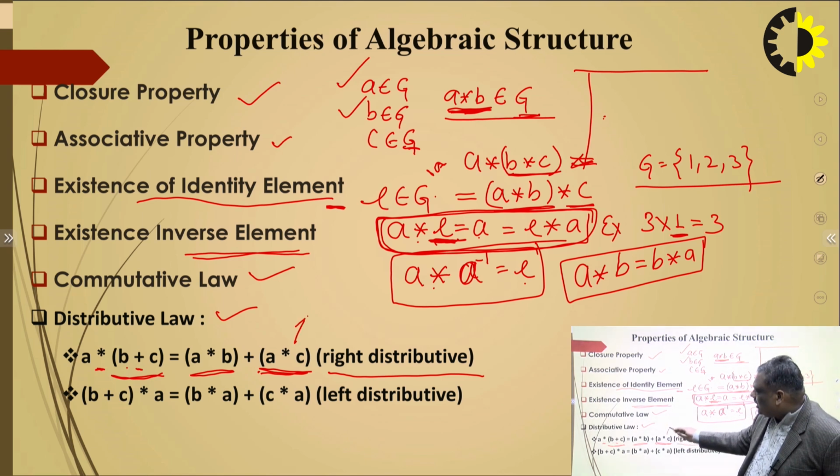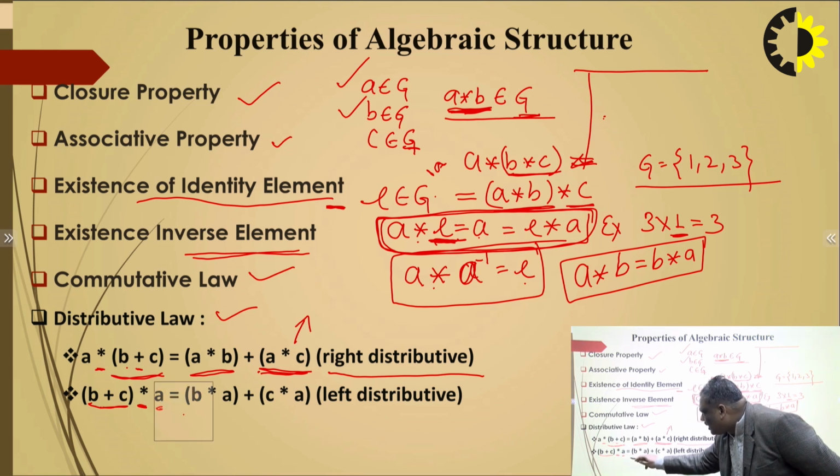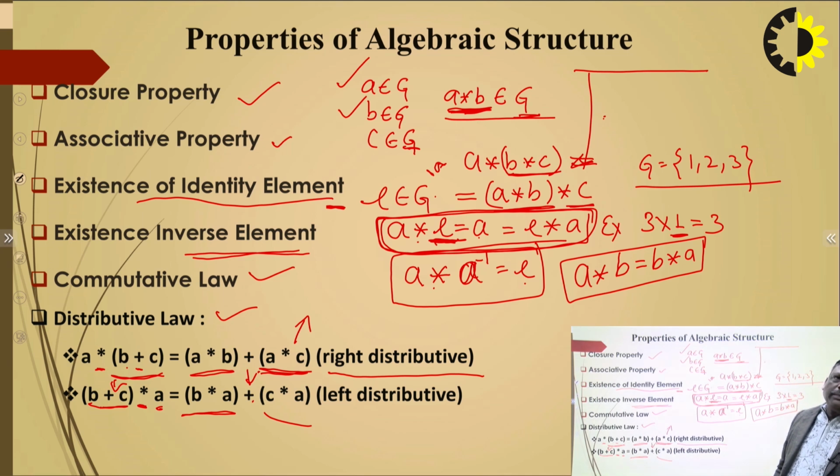Here this one is known as binary operations. And left: B plus C multiplication with A is equal to B binary operation A plus, this plus is distributive, and C multiplication A. So this one is a left distributive law.